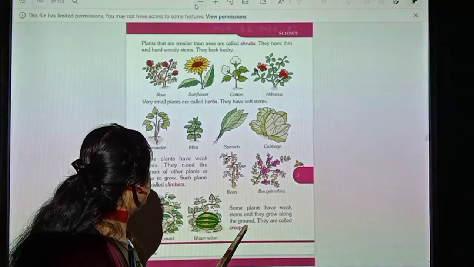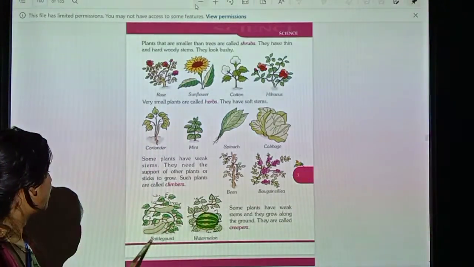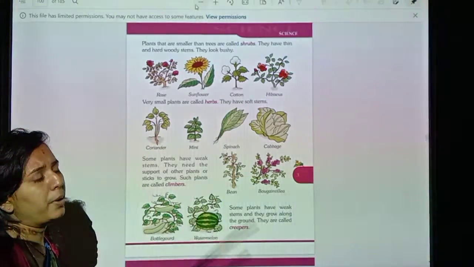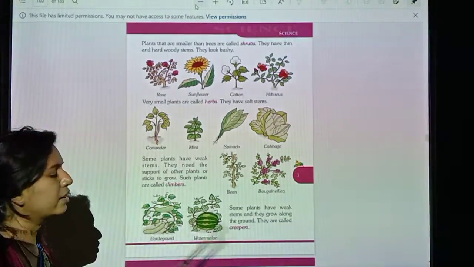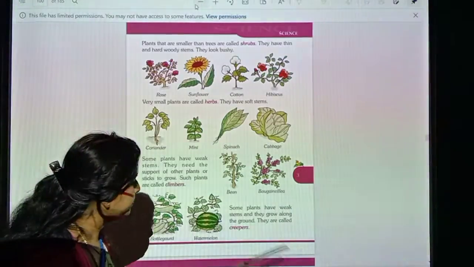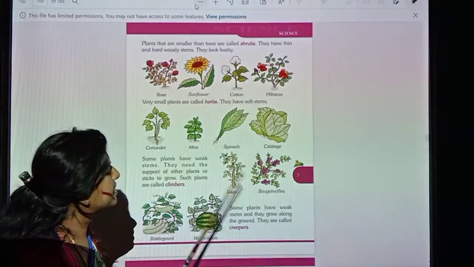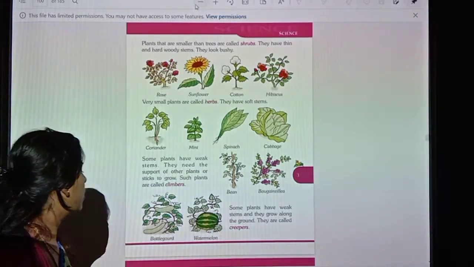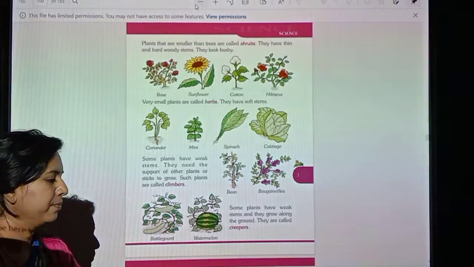So, the creepers are like bottle gourd, watermelon, pumpkin. All these are creepers that grow on the land. Some plants have weak stem and they grow along the ground. They are called creepers.